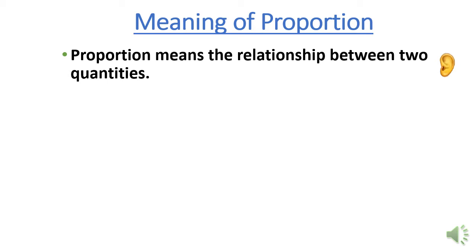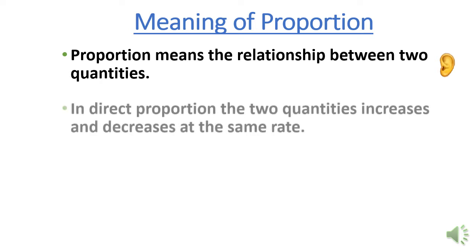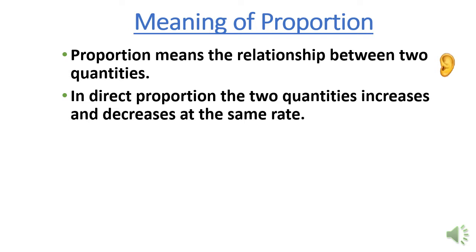Relationship means the connection between two things. For instance, you have a relationship between your mom and dad. You have a relationship among your siblings. That means there's a connection between you and them. So, proportion in this context means the relationship, how two quantities connect or relate with each other.